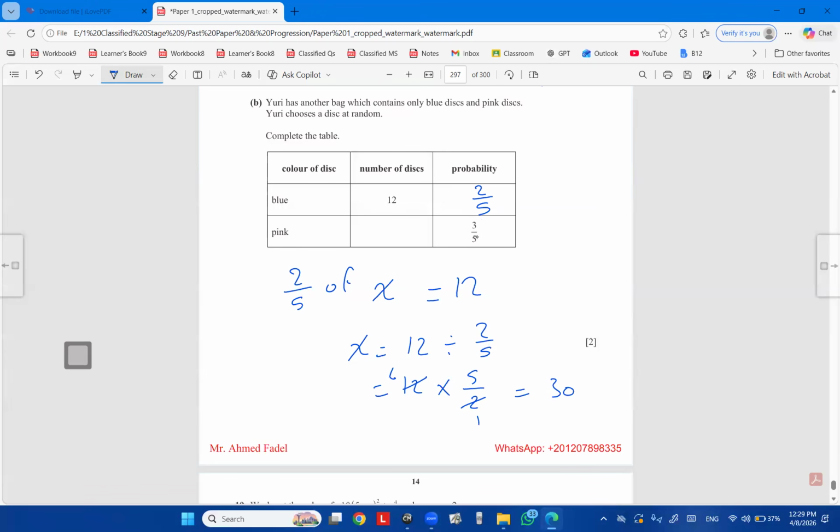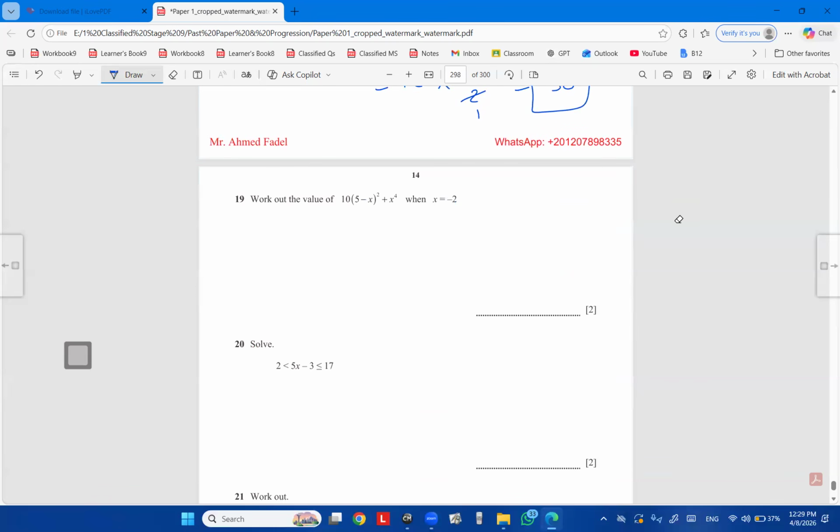So what is 3/5 of 30? Now I know the total number of discs. So this is 3/5 of 30. Simplify, or divide 30 by 5 is 6. 6 times 3 is 18.